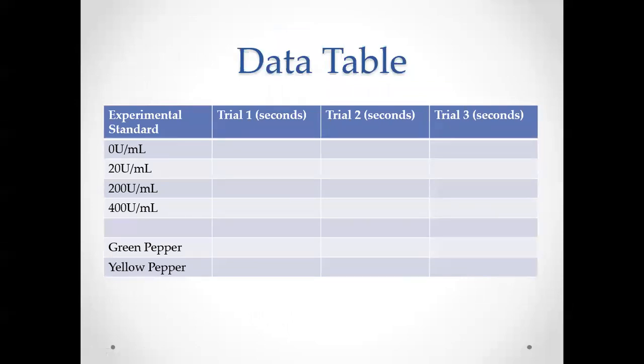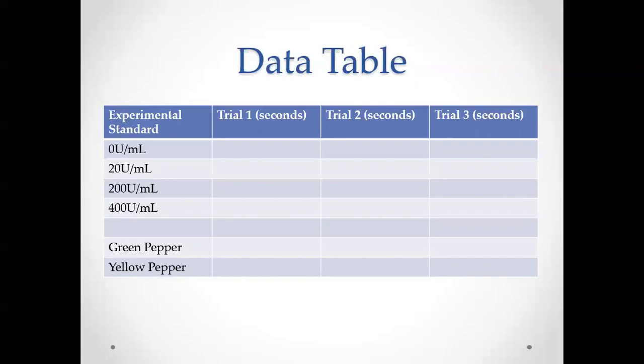This lab will begin with measuring experimental standards, which will be made up of 0 units of catalase per milliliter, 20 units of catalase per milliliter, 200 units of catalase per milliliter, and 400 units of catalase per milliliter. Based upon what we know about enzymes and concentration, we should expect the 400 unit per milliliter standard to react the fastest, while the 0 unit per milliliter is our negative control, which we would expect to not react at all because there is no catalase in this reaction.